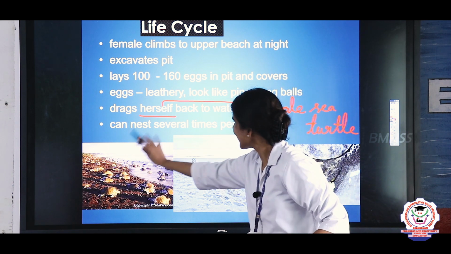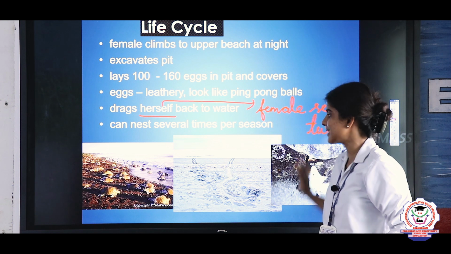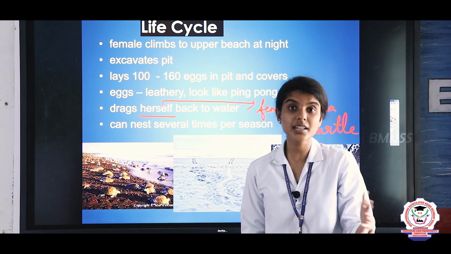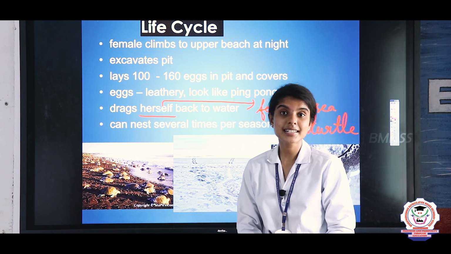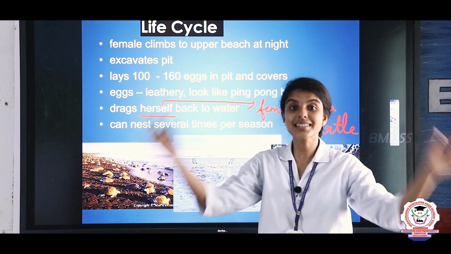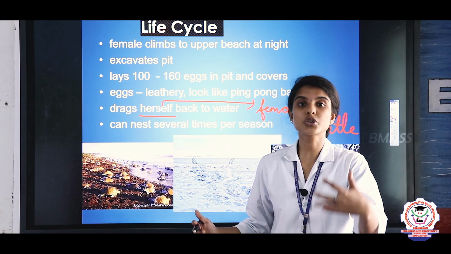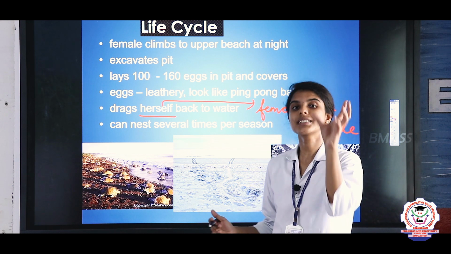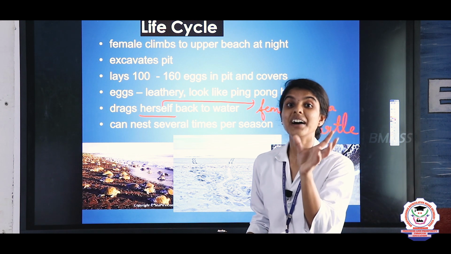Then it can nest several times per season. I told you already in the earlier slides that it nests on the seashore. So that is called mass nesting, which usually happens at night time. Okay. The term referring to mass nesting is called arribada.